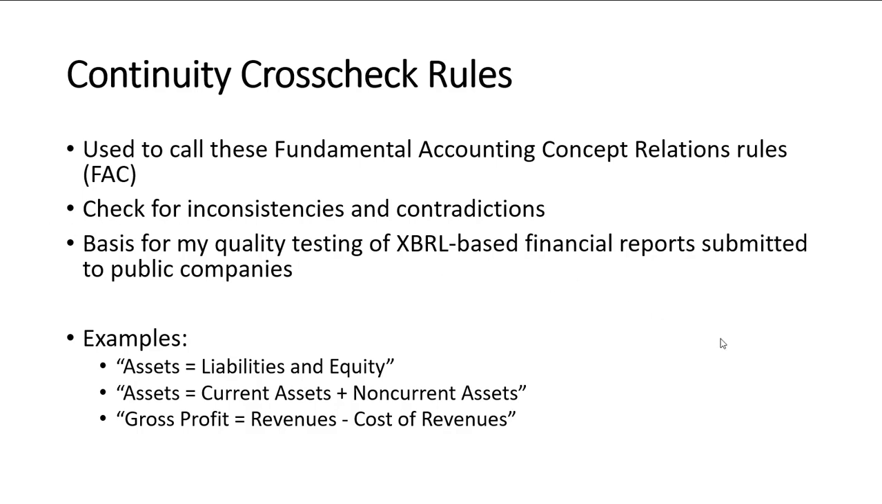So what the continuity cross-check rules do is they check for inconsistencies and contradictions. And like I said, it was the basis for my initial quality tests, I don't know, 5-6 years ago. Some examples of fundamental continuity cross-check rules are things like assets equals liabilities and equity. Assets equals current assets plus non-current assets. Gross profit equals revenues minus cost of revenues.